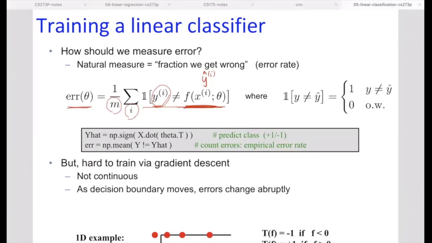This will be between 0 and 1. 1 means you are completely wrong, and 0 means you are doing perfect classification. So this is one metric for measuring the performance of a linear classifier, in terms of the error rate or in terms of the accuracy. 1 minus the error rate would be the accuracy.